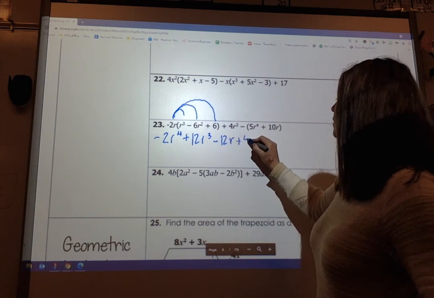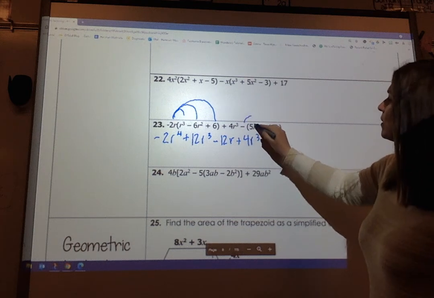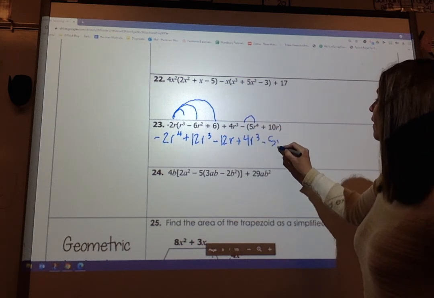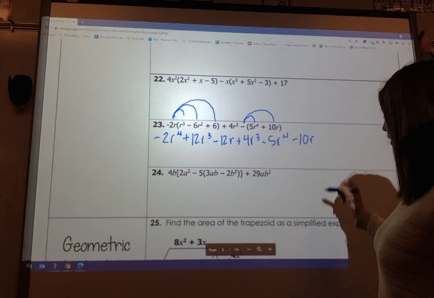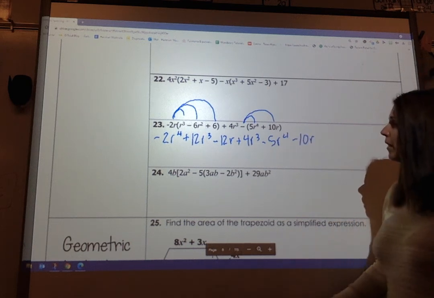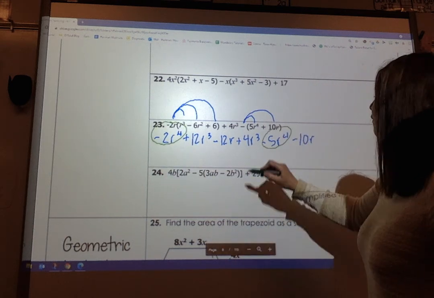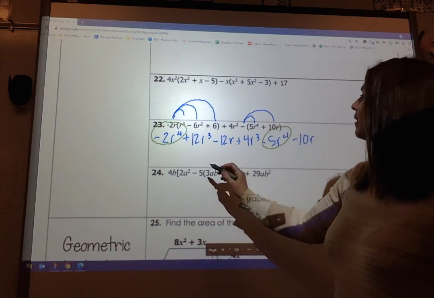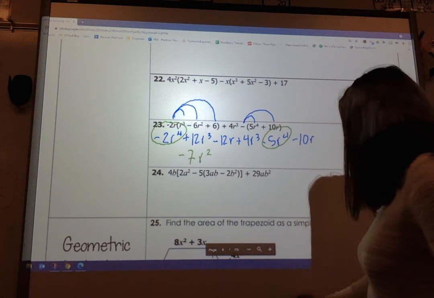Here I have this plus r, 4r cubed. Here I have to distribute this negative, so it becomes negative 5r to the fourth. And when I distribute here, I get negative 10r. Now, I'm going to circle my like terms. So I have negative 2r to the fourth and negative 5r to the fourth. When I combine those, it gives me negative 7r to the fourth.